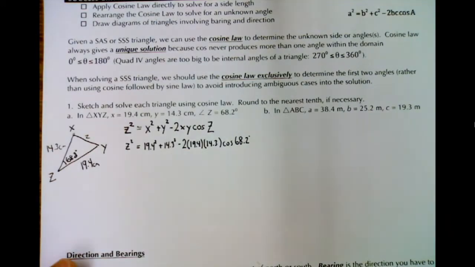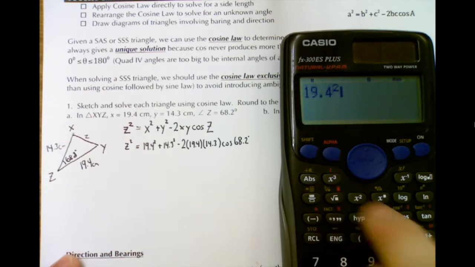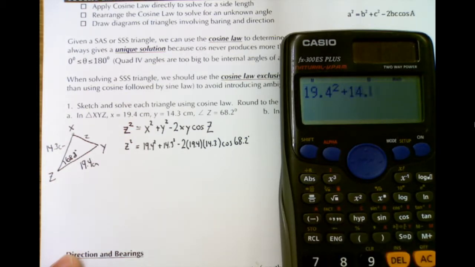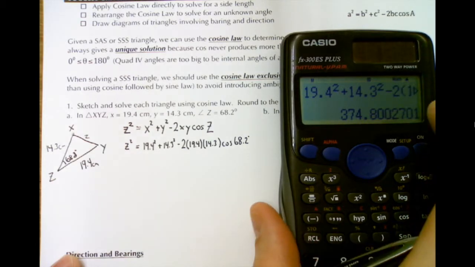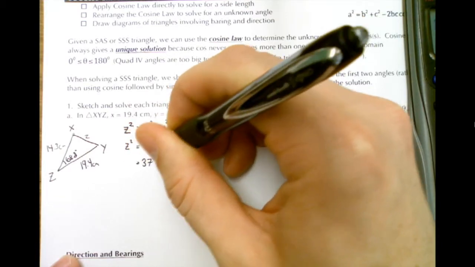So I'm going to demonstrate typing the whole thing in. 19.4 squared plus 14.3 squared minus 2 times 19.4 times 14.3 times cos, make sure you're in degree mode, 68.2. And we should get 374.8002701. I'm just going to go with 374.8.